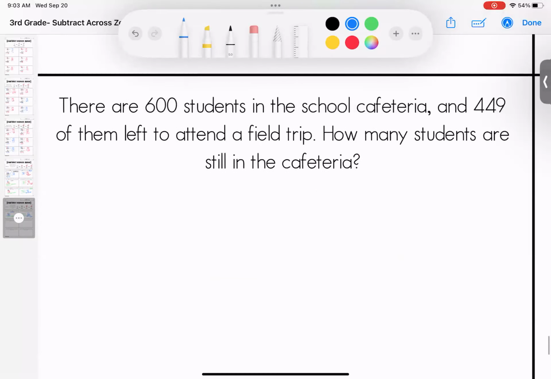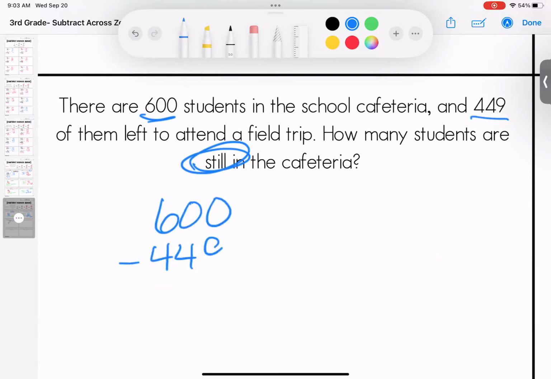Down here, there are 600 students in the school cafeteria and 449 of them left to attend a field trip. How many students are still in the cafeteria? So we started with 600 and 449 left. What do we have?